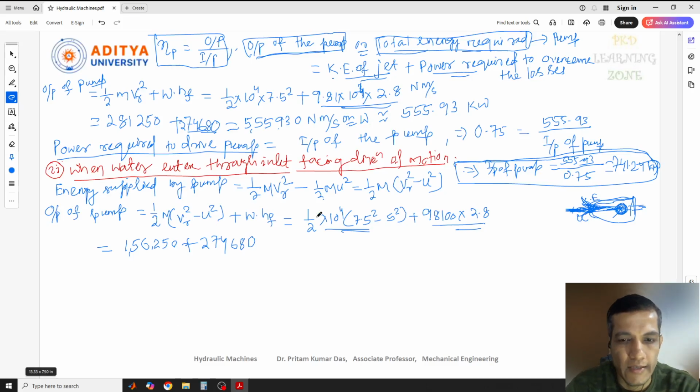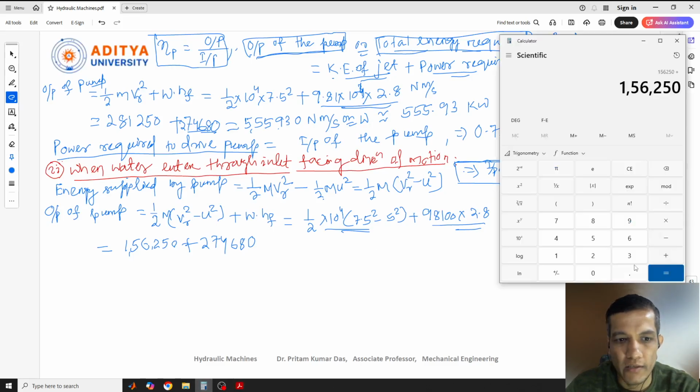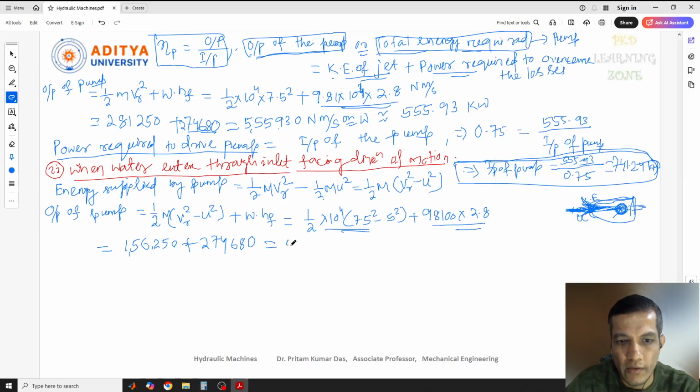Okay, so this is the terminology here. Now I'll just add both of the things, plus 274,680, and we got 430,930. So let me write down here, this is 430,930, and this is nothing but Newton meter per second, or we can write this as watt. If you want to convert again to kilowatt, we can convert it to 430,930, this much in kilowatt.